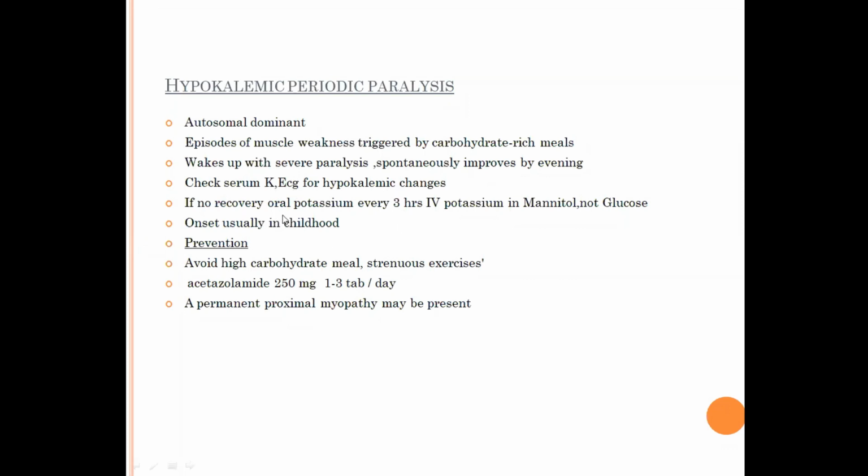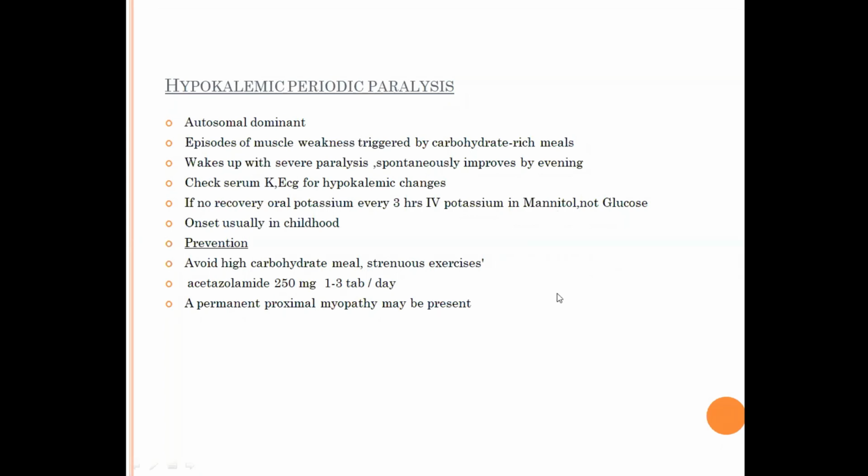If there is no recovery with oral potassium, which we give every 3 hours, you can give IV potassium, but IV potassium in mannitol and not in glucose, because if you give glucose and potassium together, the potassium is driven intracellularly. So the hypokalemia continues. It's an important clinical point that when you resort to IV potassium, it should be in the mannitol solution.